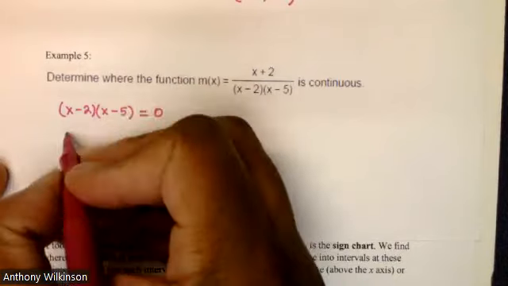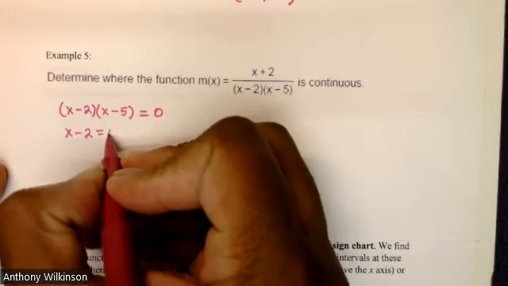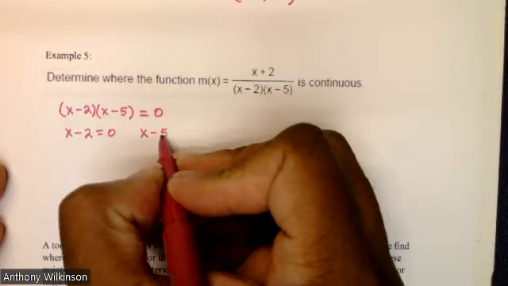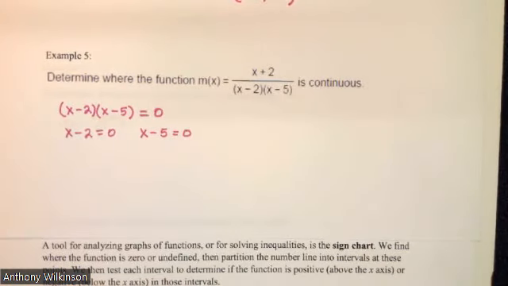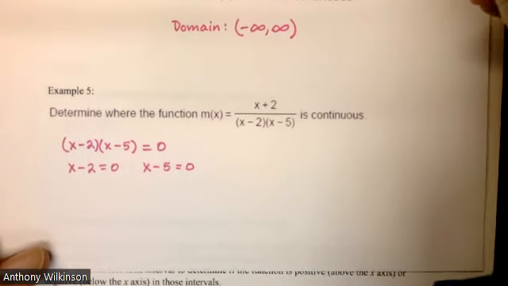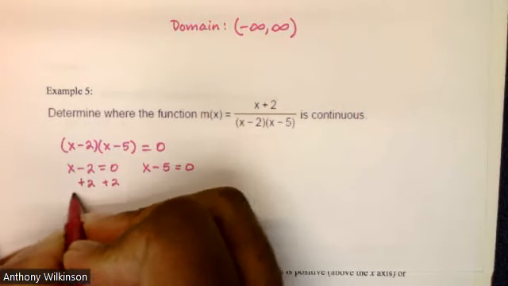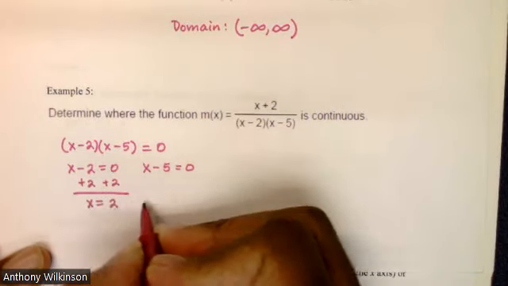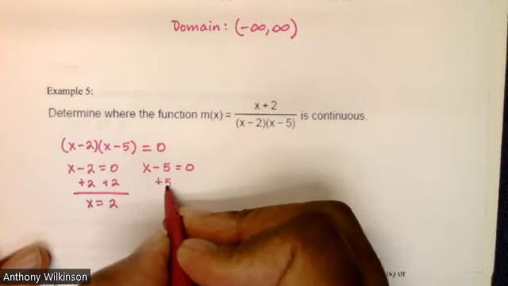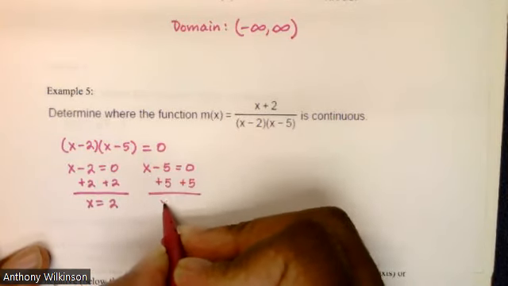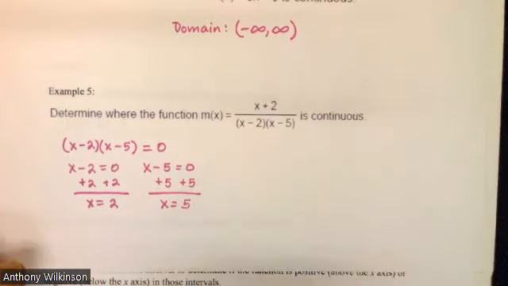So in this case, I'll set x minus 2 to be equal to 0 and x minus 5 to be equal to 0. Each equation will solve for x. For x minus 2 equal to 0, that means x is equal to 2. And for x minus 5 equal to 0, that means x is equal to 5. Okay, so I would get a 0 in the denominator when x is equal to 2 or when x is equal to 5.